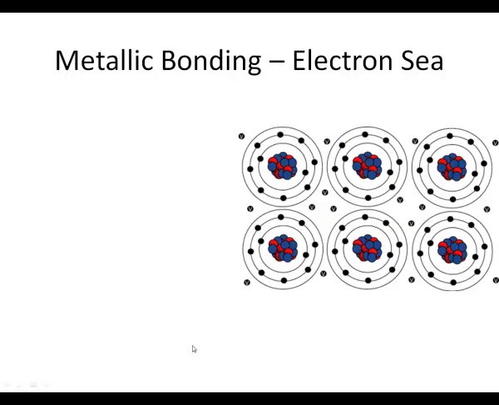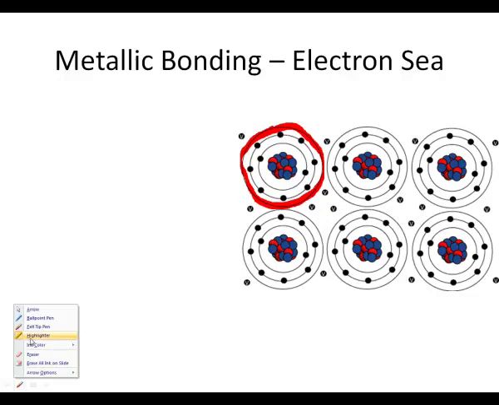Next bonding type that we learned about is metallic bonding, which is described by the electron sea. So take a look here. Here I have a bunch of metal atoms, and if you look, their outermost energy level is empty. What has happened is these metal atoms have given up their outer valence shell electrons to something called the electron sea. And that's what we see floating around each of these atoms, each of these cations, these little valence electrons.